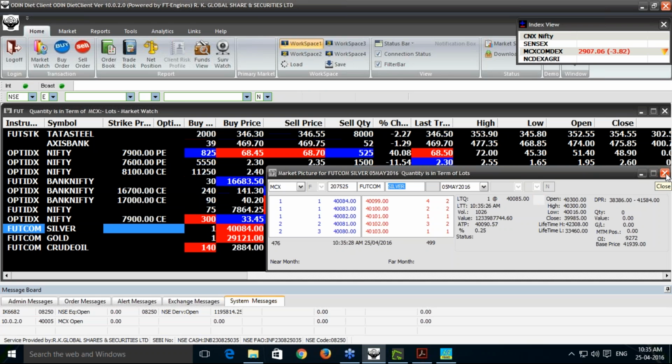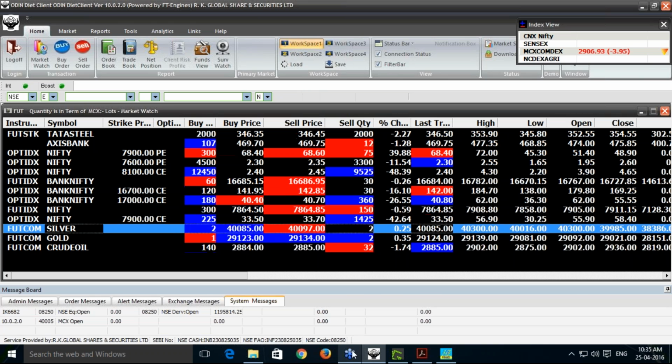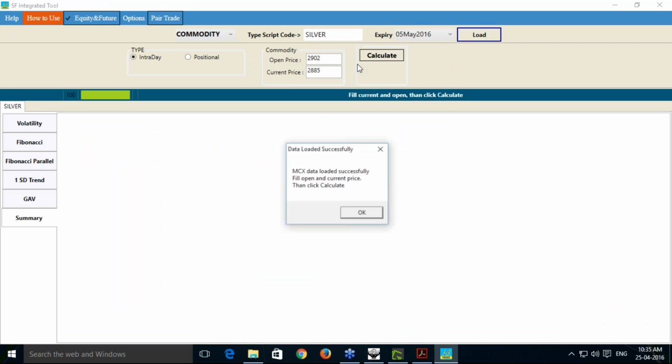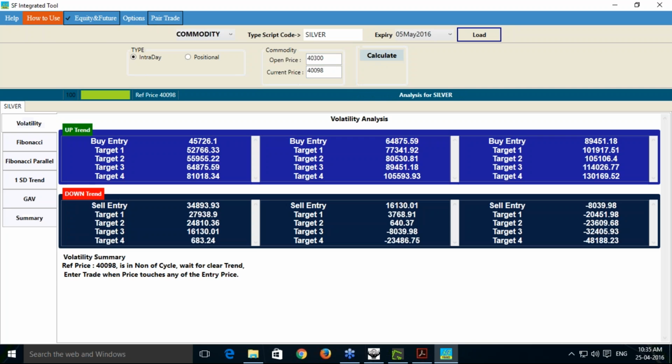So open 40,300 and 40,098 it is there now. So silver, 40,300 open and 40,098 is now. So calculate.